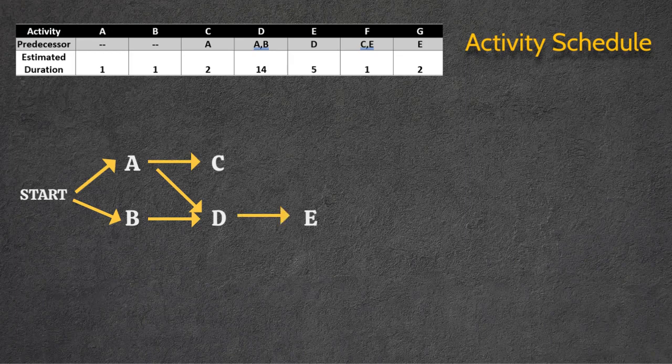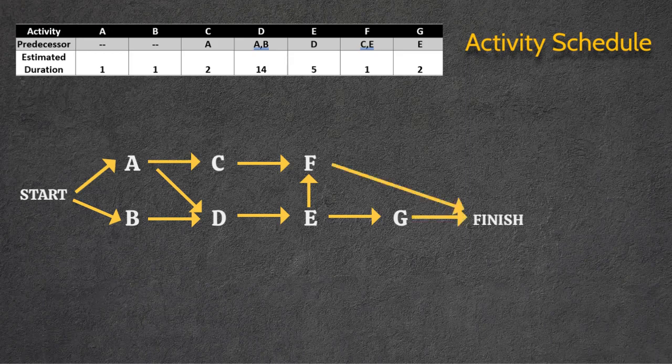Activity E needs D to be completed before it can start. Next, we can see that activity F has two predecessors, C and E. Therefore we need to ensure that we can see this in our diagram. Lastly, activity G needs E to be completed before it can start. Additionally, F and G have no successors, so they will go to finish.